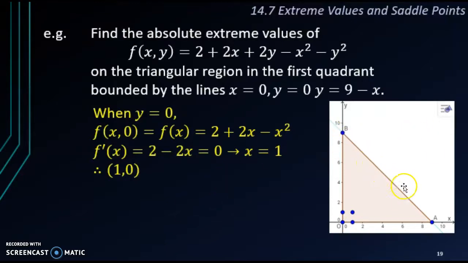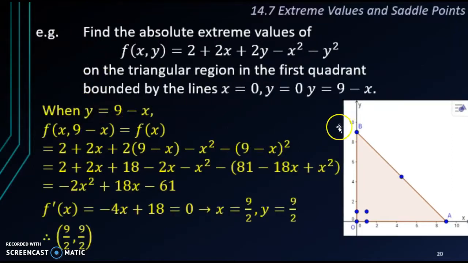Lastly, we need to find a critical point at this side. So at this side, we have y equals 9 minus x. So we substitute y equals 9 minus x into the function, the y here, and we get a function in terms of x only. We substitute, we expand, we simplify, and we get f(x) equals negative 2x squared plus 18x minus 61. And by differentiating f with respect to x, we get negative 4x plus 18, and then we equalize the derivative to 0, we get x equals 9 over 2.